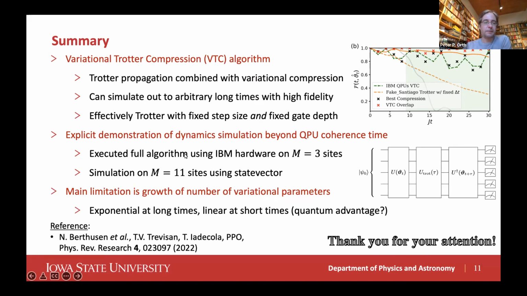We have done an explicit demonstration, and let me just mention in the last 10 seconds that the main limitation, of course, is the growth of the number of variational parameters with system size and with time. So moving forward, we want to confine ourselves to larger systems and concentrate on the short time behavior, where we find a linear scaling of the required layer depth with the number of parameters. This is better than a tensor network approach, where the number may scale exponentially, I should say. All right, thank you for your attention.